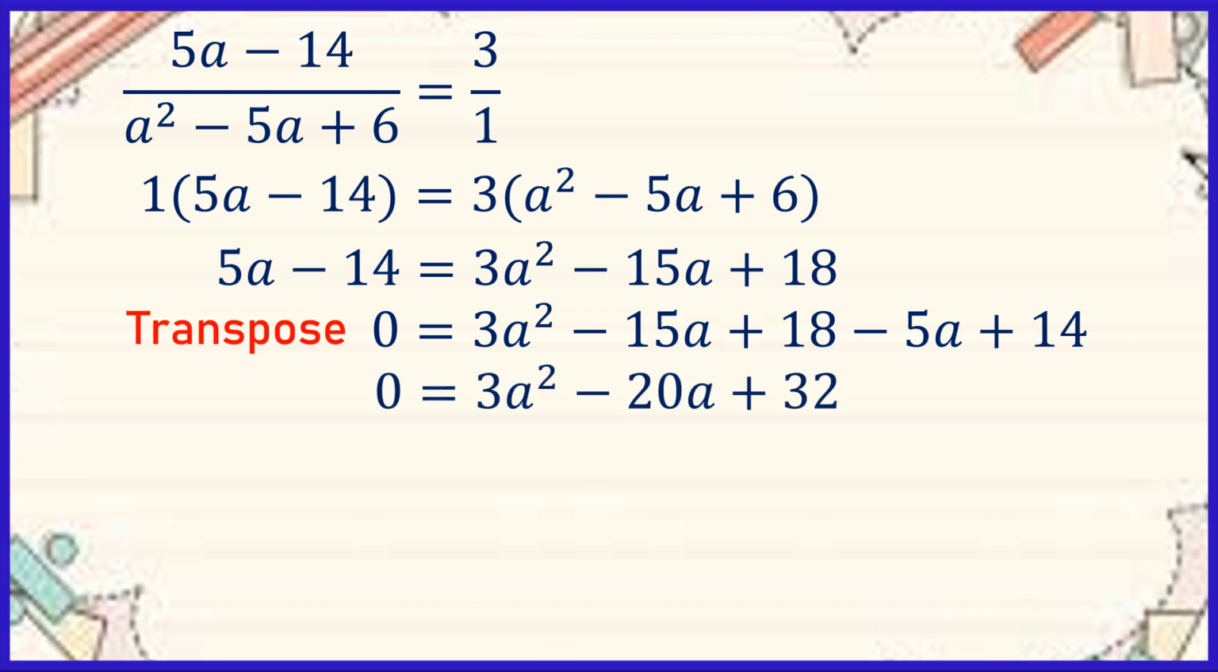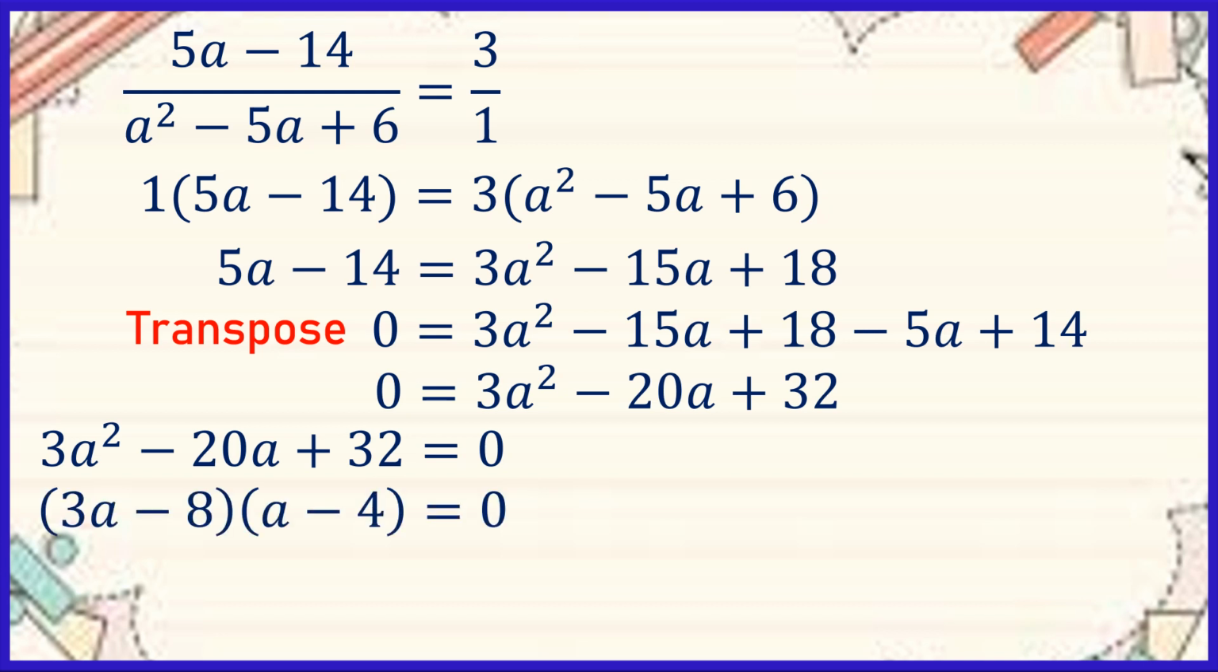Now we are going to combine like terms. We get 0 is equal to 3a squared minus 20a plus 32. Then we are going to interchange. So we have it like this, and the factors are 3a minus 8 times a minus 4 is equal to 0. Then we are going to equate each factor to 0. So 3a minus 8 is equal to 0, and a minus 4 is equal to 0.